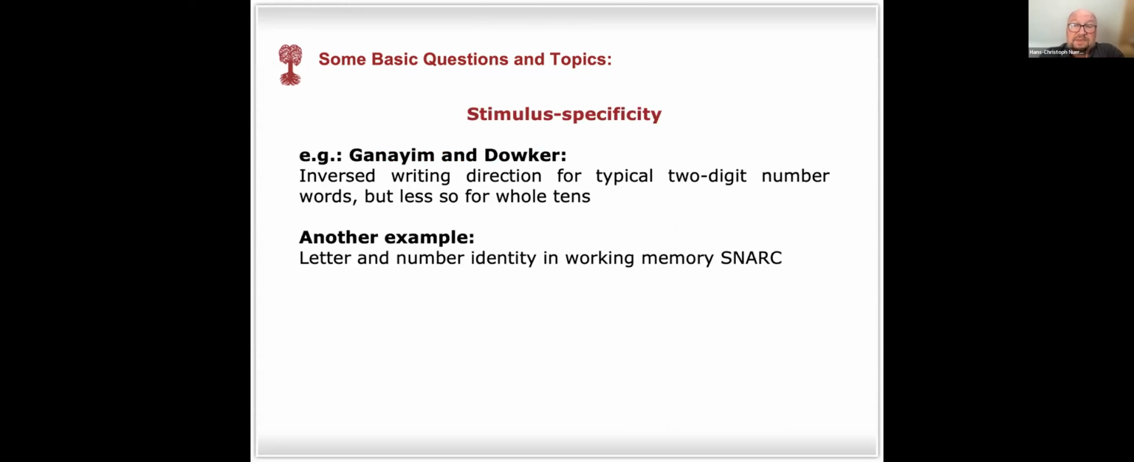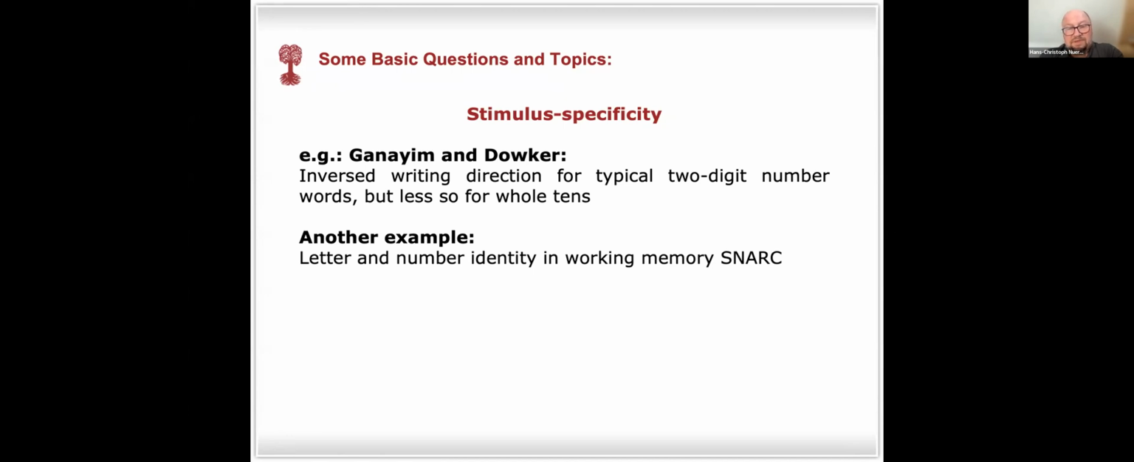Then stimulus specificity. This is one of the interesting findings from Gallaudet and Dowker, which represent that for the decade numbers 20, 30, 40, there was less inverse writing direction. These whole tens were written more from left to right in the children you investigated, while typical 2-digit numbers, not the teens and the others, showed more reinversion, as we call it, more from right to left.